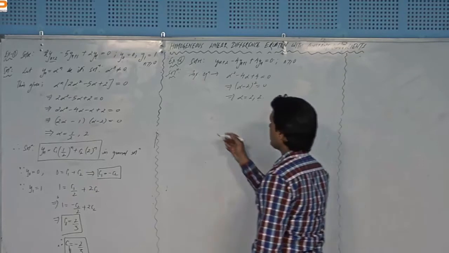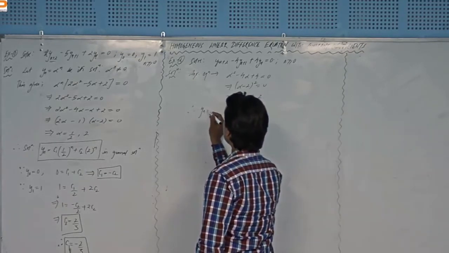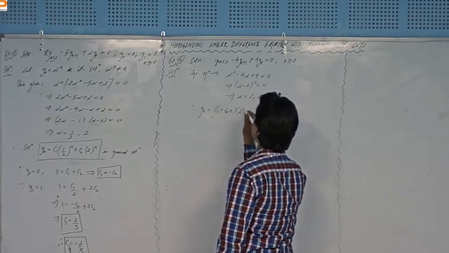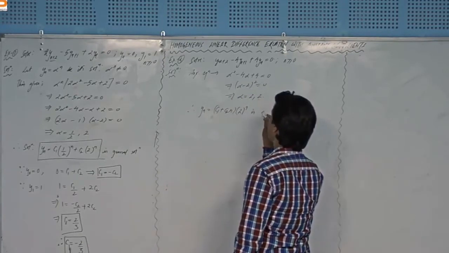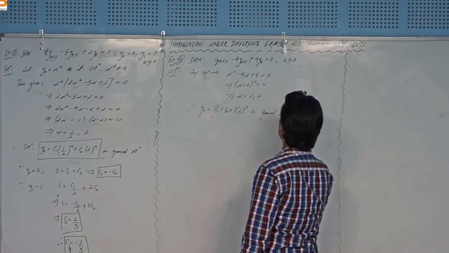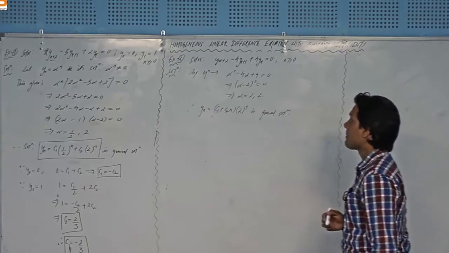and when we get repeated roots, the solution is of this form, c1 plus c2 n multiplied by that root to the power n is the general solution. So this is a solution.